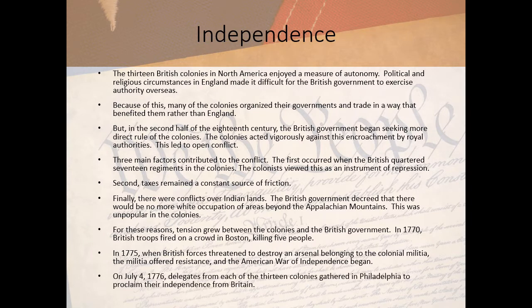On July 4th, 1776, delegates from each of the 13 colonies gathered in Philadelphia to proclaim their independence from Britain. So just a very broad sketch. We looked at some major factors. Of course, we know there's so much stuff going on behind the scenes, underlying reasons for things. And this isn't a U.S. history podcast, so we're not going to delve into those.